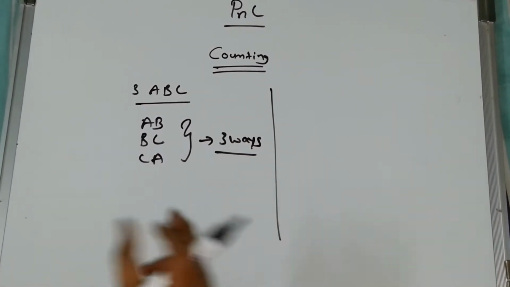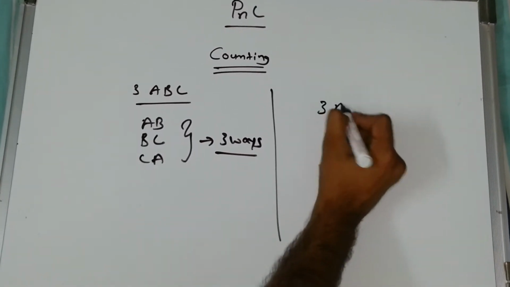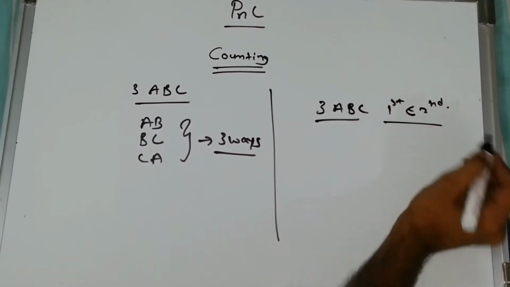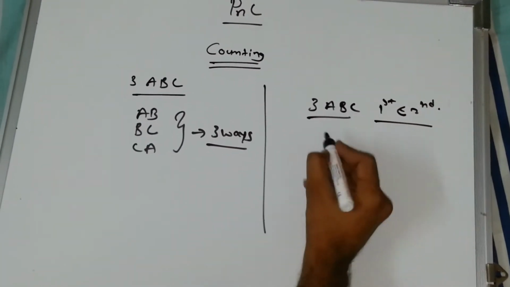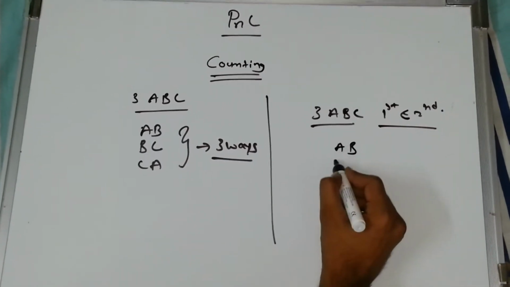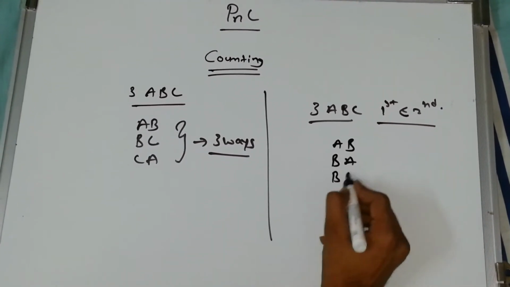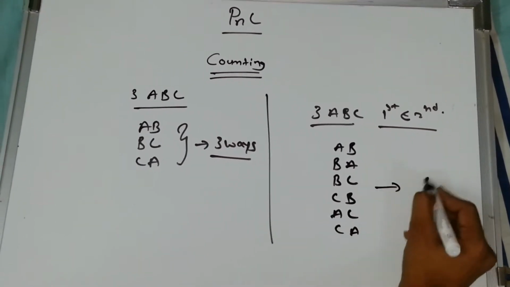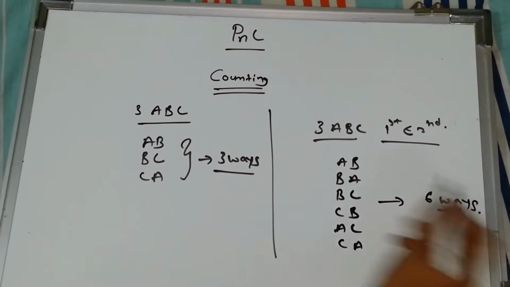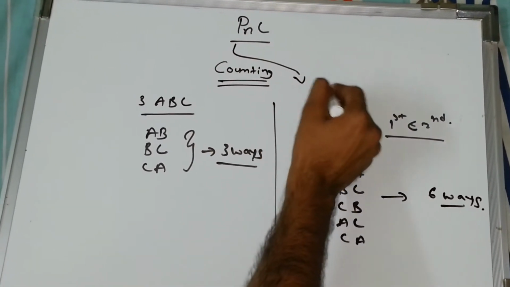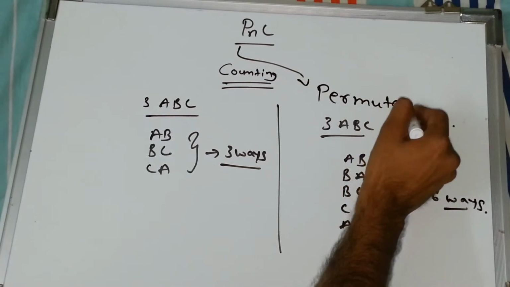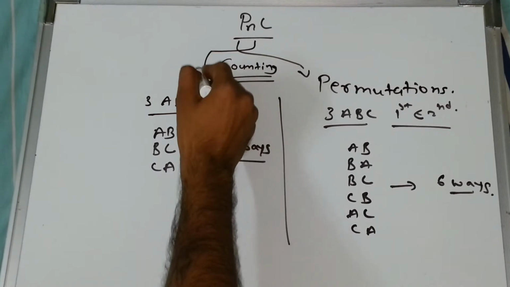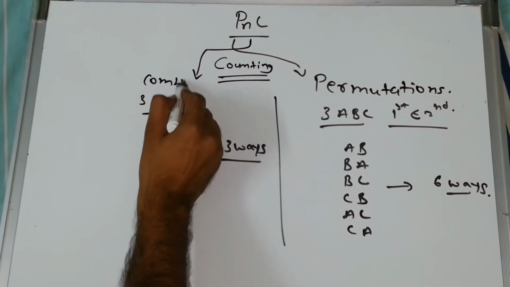Now if I want selections to be rank wise according to their ranks, that is I want first and second ranks. So in how many ways can this be possible? Let us say AB, BA, BC, CB, AC and CA. That is how many? 6 ways. So this is known as permutations, which is nothing but arrangements. This is known as combinations, which is nothing but selections.